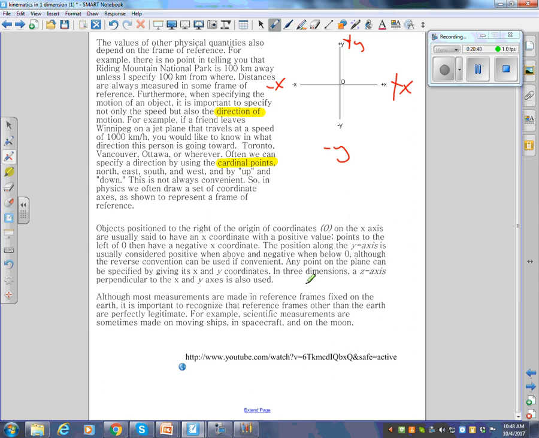Although most measurements are made in reference frames fixed on the Earth, it's important to recognize that reference frames other than the Earth are perfectly legitimate. For example, scientific measurements are sometimes made on moving ships and spacecraft and on the moon.